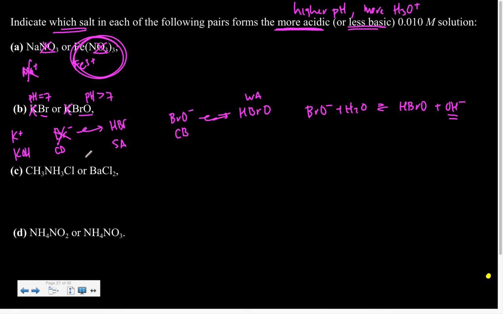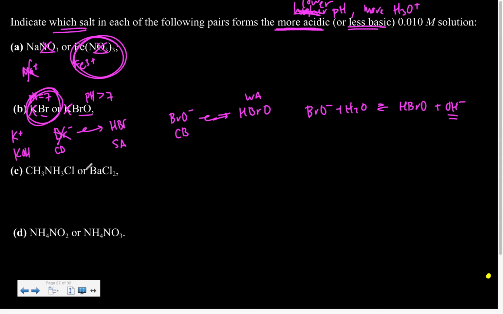Right, greater than 7. Going back here, we are looking for more acidic, oh, this should not say higher pH, this should say lower pH. Lower pH, more H3O+, so which is my answer? That's my answer. All right.